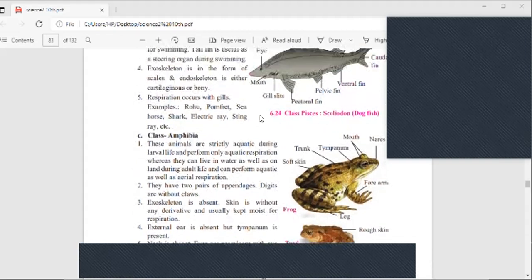Examples of the animals here: rohu, katla, mrugal, pomfret, seahorse, shark. Seahorse looks like a horse, that's why it is called seahorse. Shark, electric ray, stingray, and two more examples that you have to keep in mind.